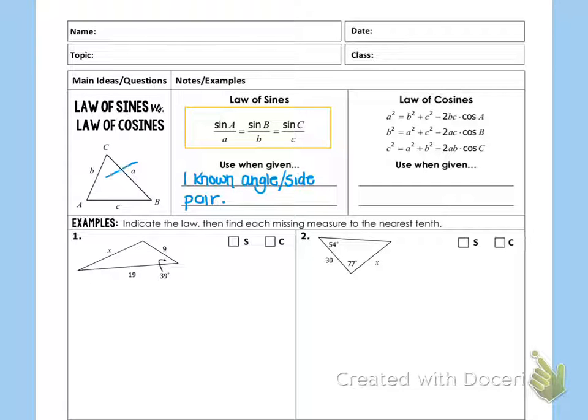Like, for instance, if we knew angle A was, say, 70, and then the side across from it was 6. That would be an angle-side pair where we knew both of them. Or, maybe we didn't know the angle, but we knew the other two angles in the triangle, so we were easily able to figure out what that third angle was, and then knowing that angle-side pair, we could use law of sines.